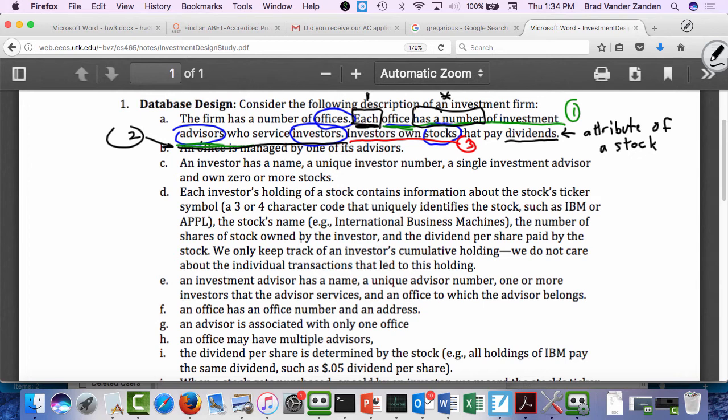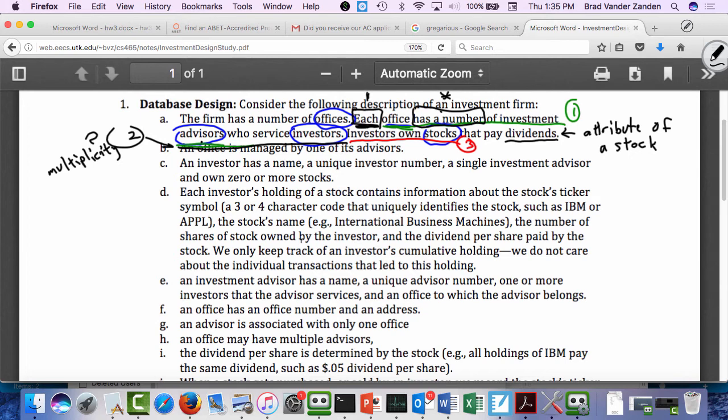Okay, advisors who service investors. Well, this is a little ambiguous. It could be many to many the way that it's written. So I'm going to put a question mark here for multiplicity because we're not yet sure. Is it the case that one investor may have multiple advisors and one advisor may have multiple investors? We don't know that yet. This is kind of ambiguous. And investors own stocks is also kind of ambiguous.